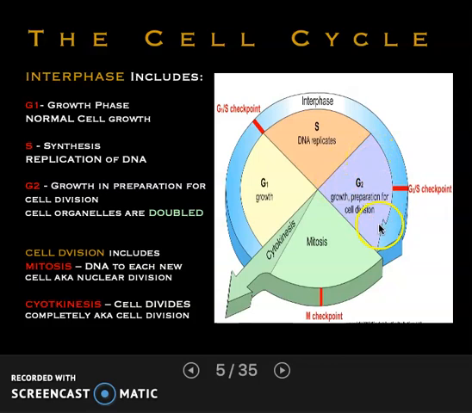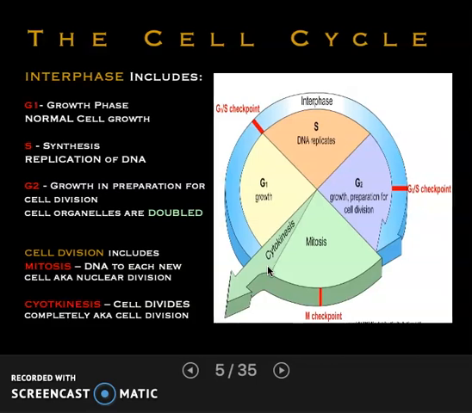We also have certain organelles that are going to be doubled up. You can imagine as this cell prepares to divide into 2, it's going to need additional organelles. In mitosis, we have nuclear division. We're going to look at the stages of mitosis in detail. And then finally, cytokinesis represents when the cells actually divide into two complete whole new cells. Before we do that, let's talk about DNA.